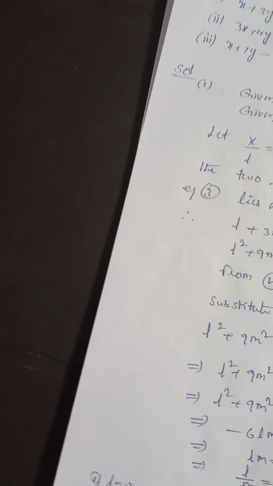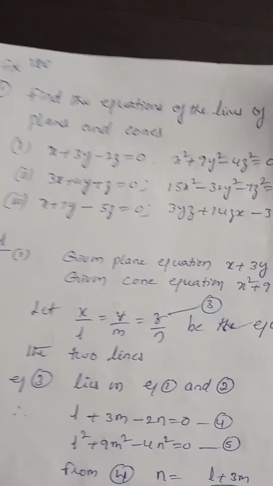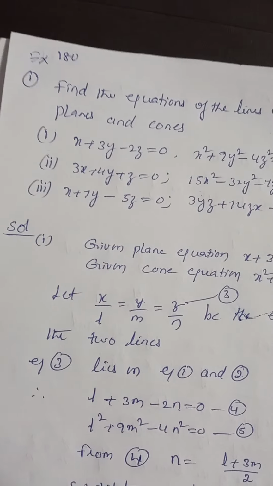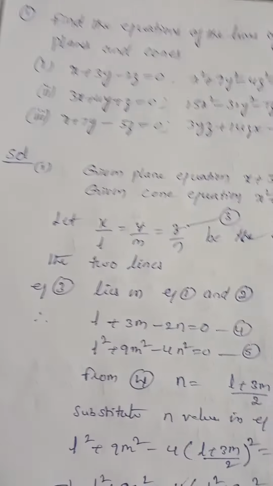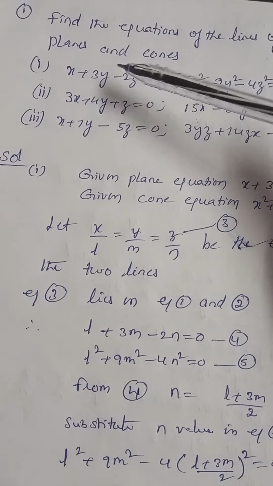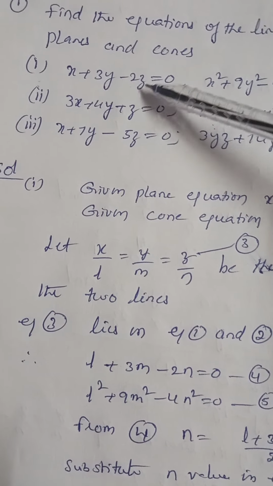Next topic is to find the equations of the lines of intersection of the following planes and cones. There are 3 problems here. The third one is homework for you, or you can practice. Same procedure. First of all, we have to write the given equation of the plane, from these 2 equations, the plane is this one.